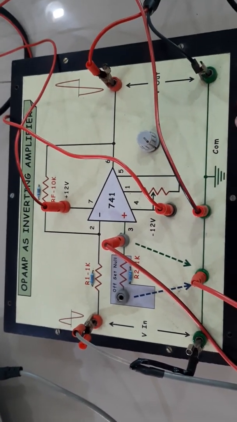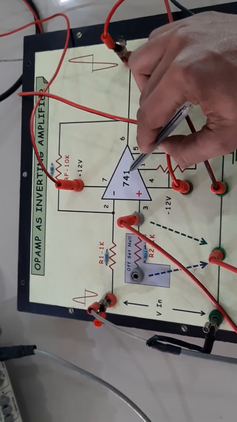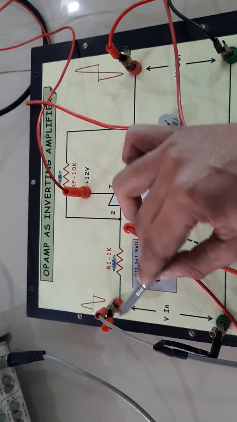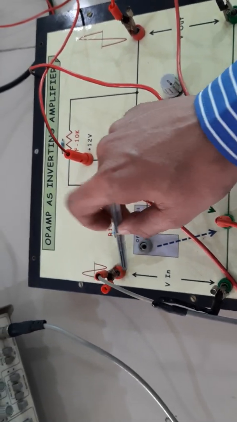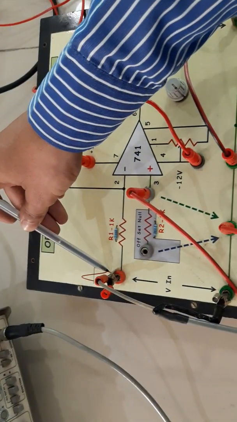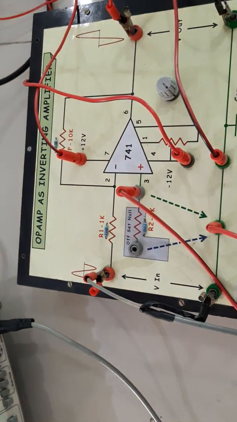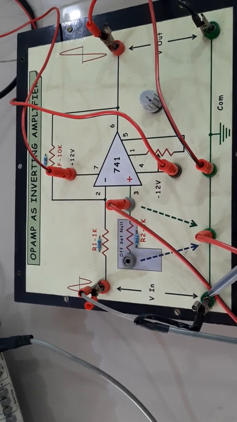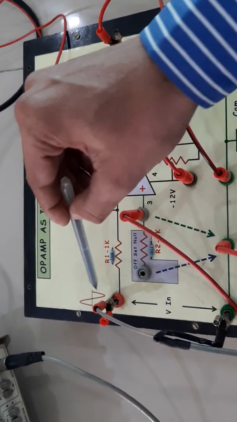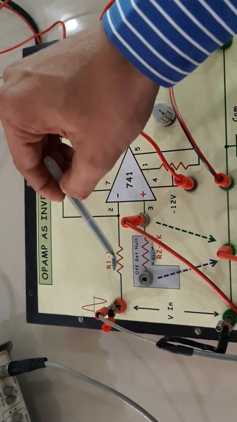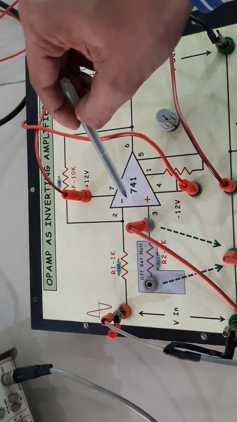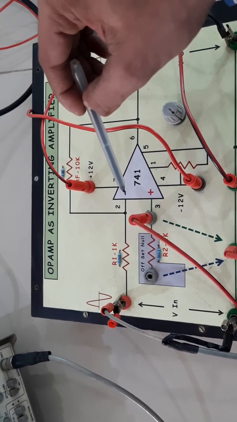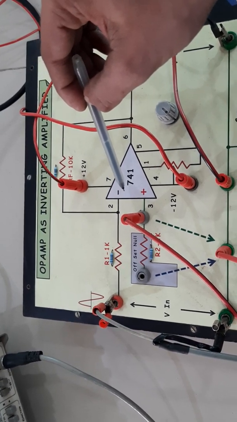Now as we have used the op-amp as an inverting amplifier, these two are the input signal. Remember, these two are the input signal. This is the positive of the input and this is the negative of the input. That input is connected to pin number 2, which is the inverting input terminal of the operational amplifier, right?